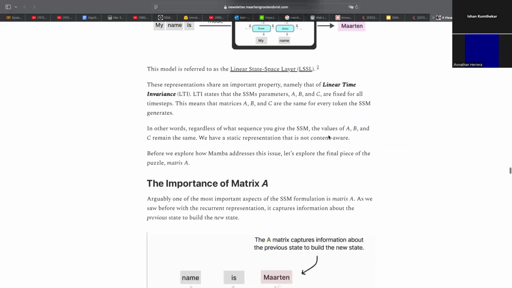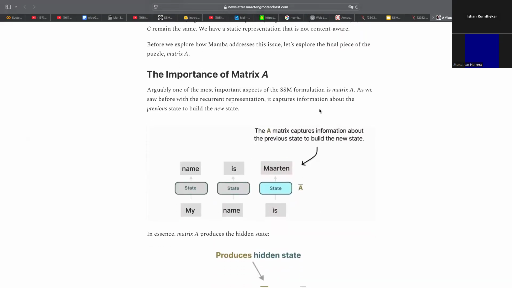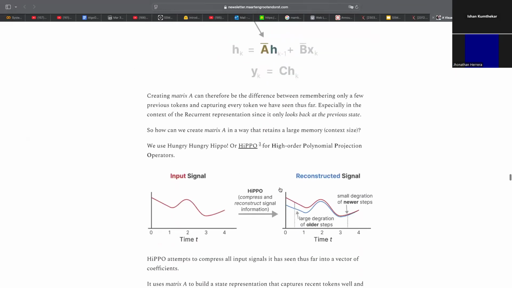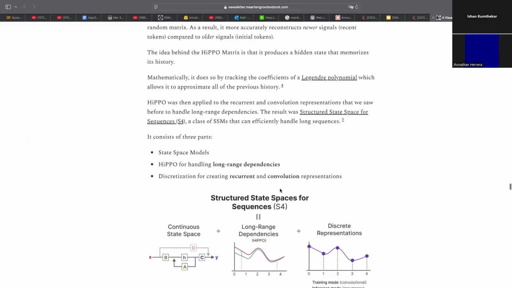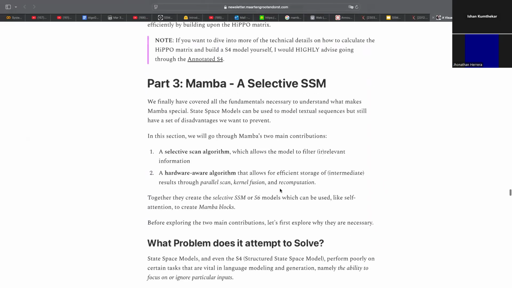With that in mind, we can also remember matrix A is very important. That's what contains all the information of the previous states. So with that in mind, I'm just skipping a bunch of these. It's more advanced stuff, just ignore it. Now we can get into Mamba, which is a selective SSM.